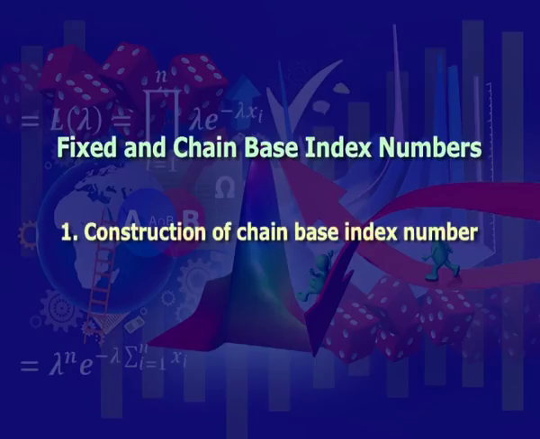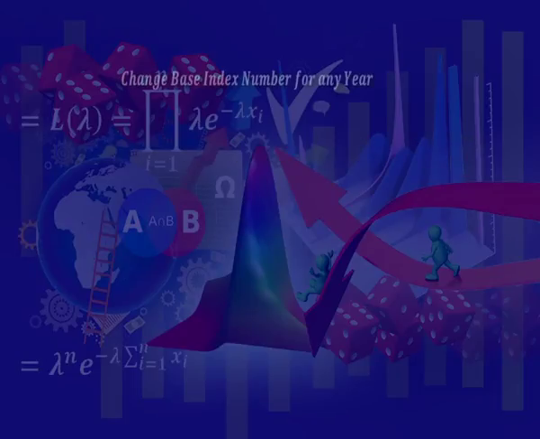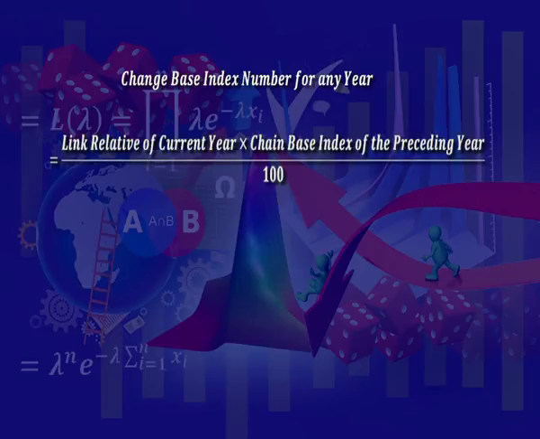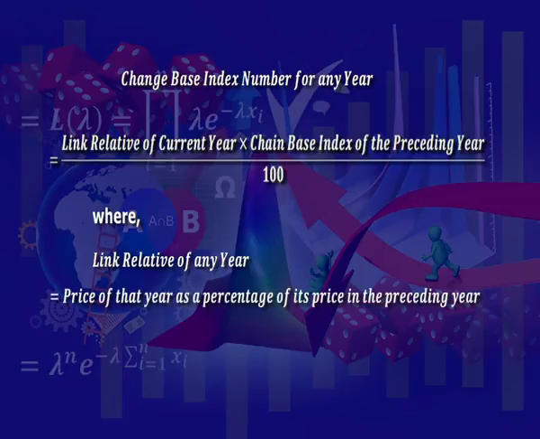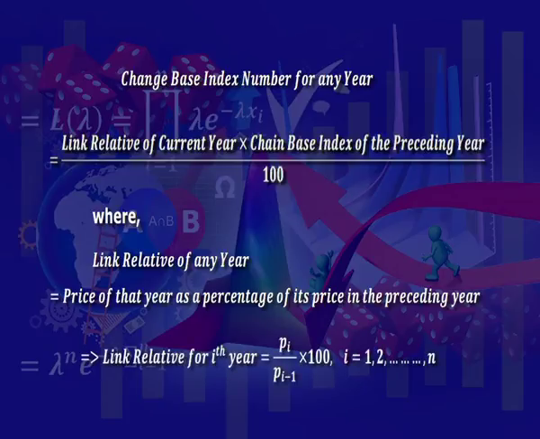1. Construction of change base index number. The change base index number for any year is calculated using the formula: link relative of current year multiplied by change base index of the preceding year, divided by 100, where link relative of any year equals the price of that year as a percentage of its price in the preceding year. That means the link relative for the ith year equals Pi divided by Pi minus 1 multiplied by 100, where i takes values 1, 2 up to n.